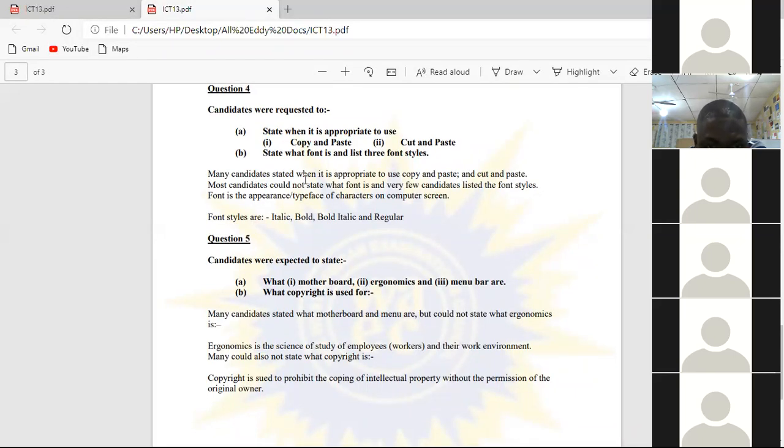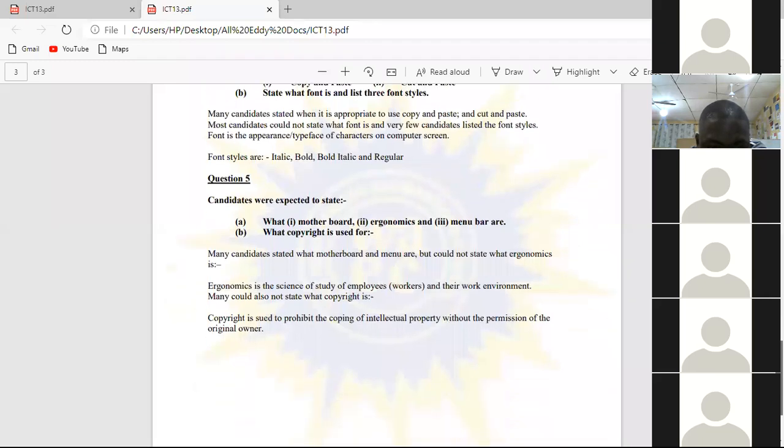Many candidates stated when it is appropriate to use copy and paste and cut and paste. Most candidates could not state what font is, and very few candidates listed font styles. Font is the appearance, typeface of characters on a computer screen. So the font appearance, okay, you know the font styles, I've said this before: bold, italic, and regular. I've said this before. You remember? Okay. The last one.